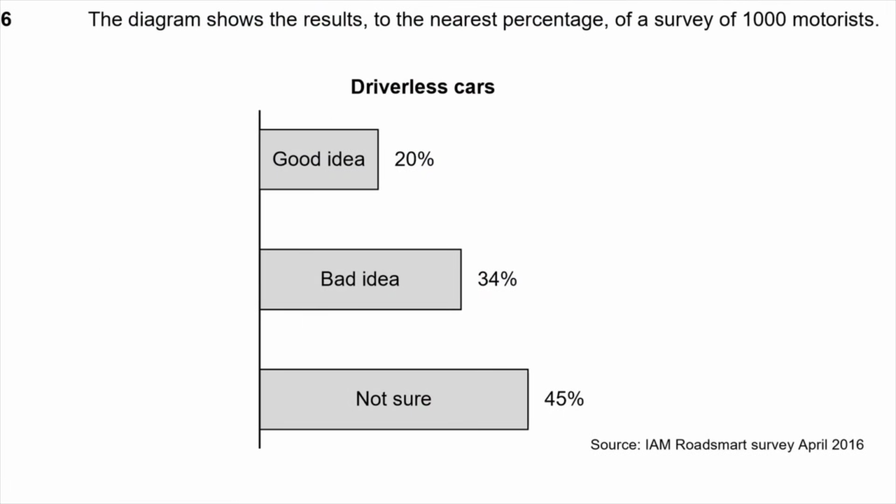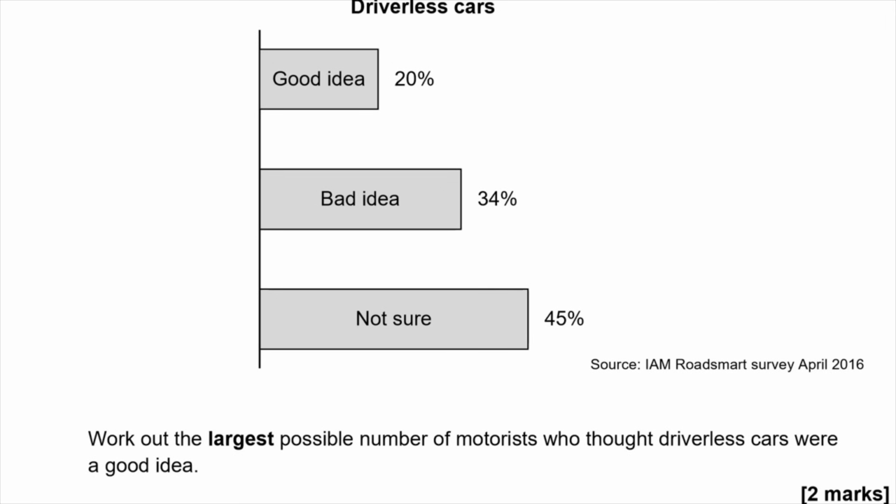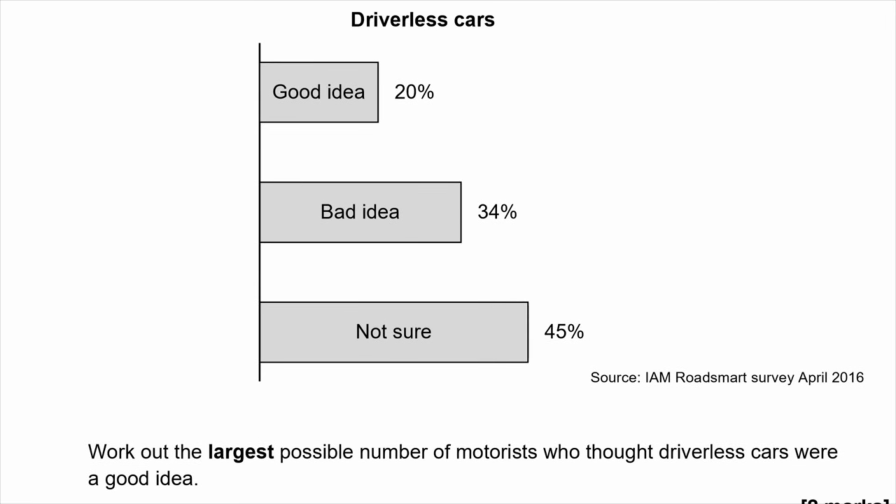Next, the diagram shows the results to the nearest percentage of a survey of 1,000 motorists. Driverless cars, good idea, 20% think it is, bad idea, 34% think it is, and not sure, 45% think it is. Interestingly, they don't add up to 100%, do they? Right, work out the largest possible number of motorists who thought driverless cars were a good idea.